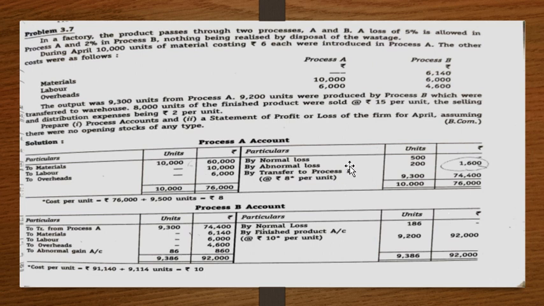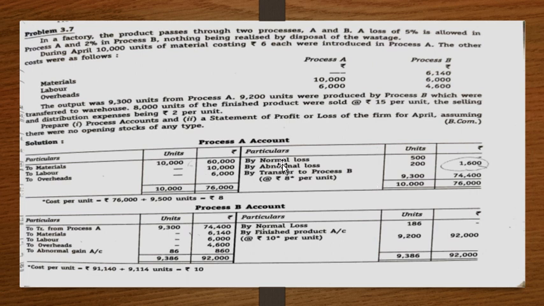Usually the cost per unit for your abnormal loss, the balance, and the cost per unit for the amount which is to be transferred to the next process will be the same. You can look into the other problems also. The cost per unit for abnormal loss and the cost per unit for the goods to be transferred to the next process will always be the same. So here, cost per unit is 8 for abnormal loss, so 8 into 200 you're getting 1600. The same way, the balancing figure is 74,400, so 74,400 divided by 9,300 will give you rupees 8.